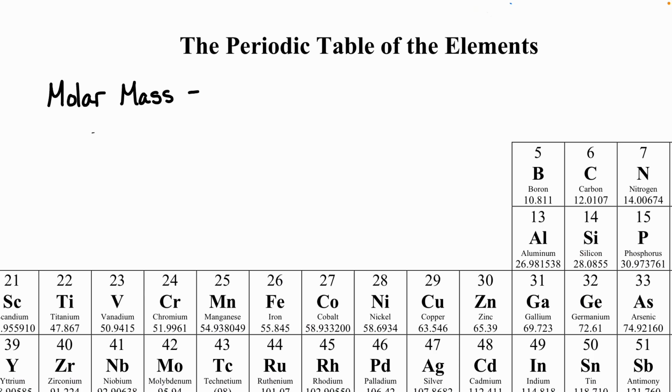Okay? So that is the mass in grams of 1 mole of that element's atoms, right? So if I had 1 mole of boron, if I had 6.0221 times 10 to the 23 boron atoms, and I put that on the balance, I would see that that came out to a mass of 10.811 grams, right? That's what that number means, is the mass of exactly 1 mole of that particular element, okay?